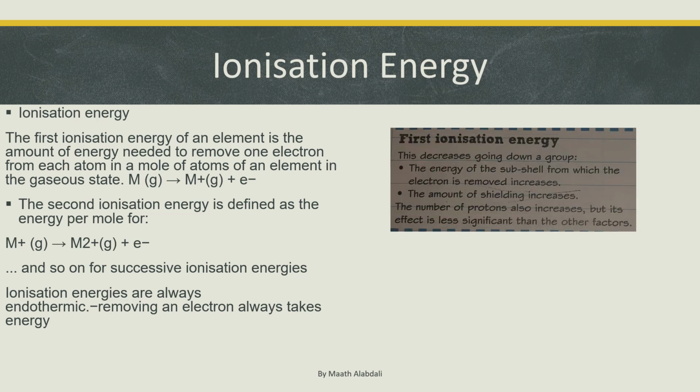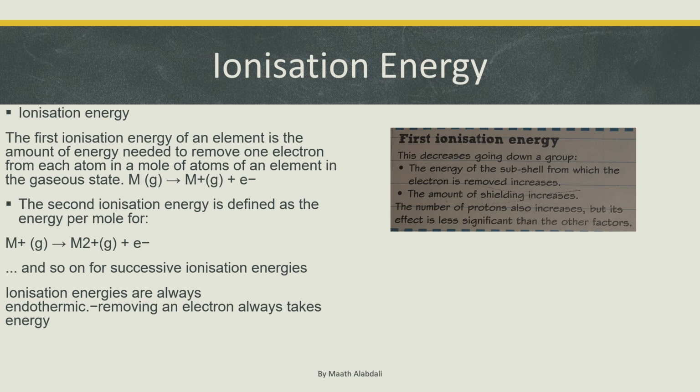Okay, so over here we get to the trends of the ionizing energy, the first ionizing energy. The first ionizing energy decreases going down the group because the energy of the subshell from which the electron is removed increases, and then the amount of shielding increases. We also have to know that the number of protons also increases, but it has a much less significant effect. Now that is across a group.